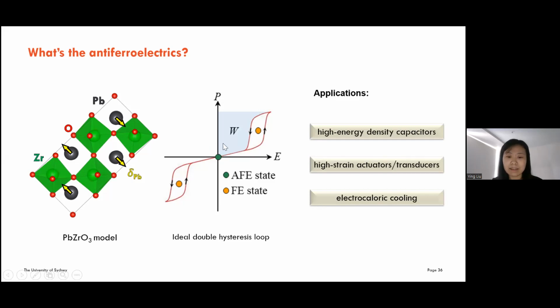This is a hysteresis loop of ideal antiferroelectric materials. Under a bipolar electric field, it goes through an antiferroelectric to ferroelectric transition. This transition accompanies a large charge storage, a giant volume expansion and a temperature drop. So it can be used in high energy density capacitors, in high strain actuators, and in electrocaloric cooling.